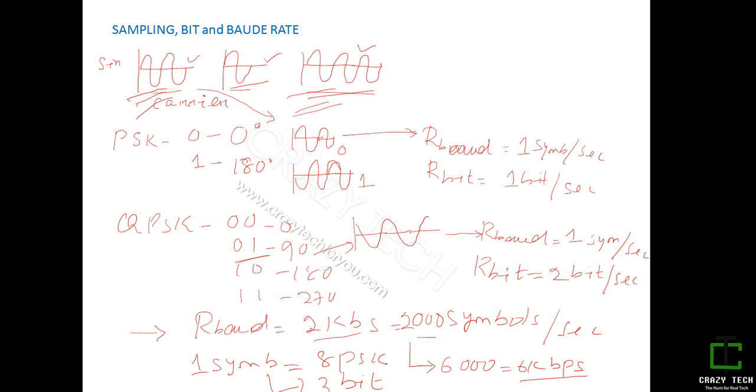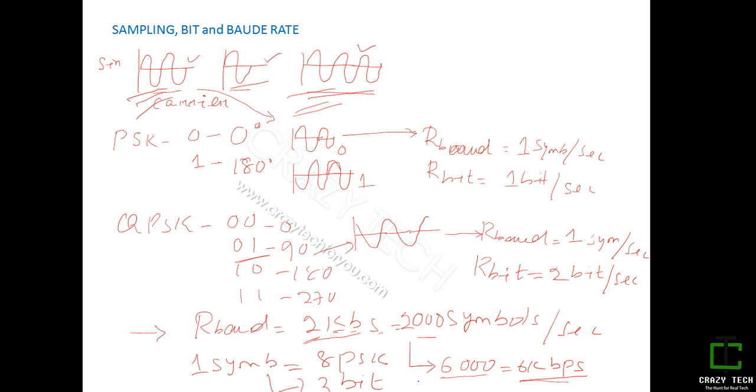But the irony is that this 2 kbps is not kilobit per second, it is 2 kilo symbols per second. In communication we generally use this word 2 kbps for baud rate. This is the symbols per second baud rate, and bit rate is 2 into 3. If I have 8 PSK modulation technique, that is 6000, 6 kilobit per second.